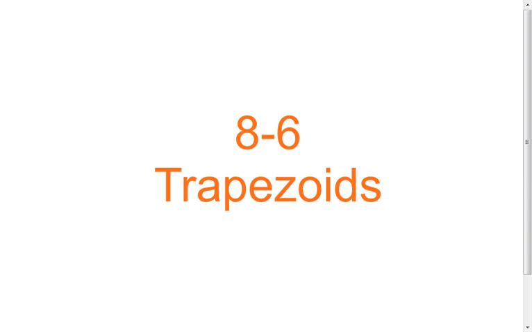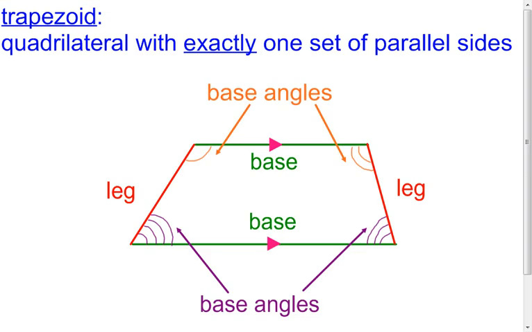In this lesson, we're going to talk about trapezoids. And before we get going too far, we actually need to figure out what a trapezoid is. What you see here is a quadrilateral, so it has four sides, with exactly one set of parallel sides. Different than a parallelogram, where it has two sets of parallel sides. This one has exactly one.